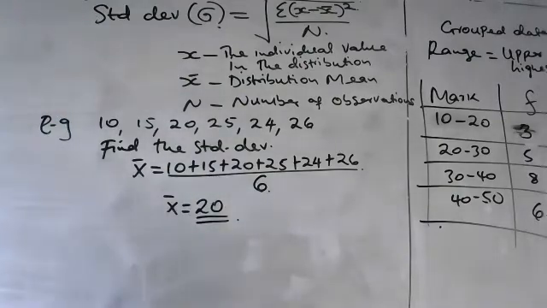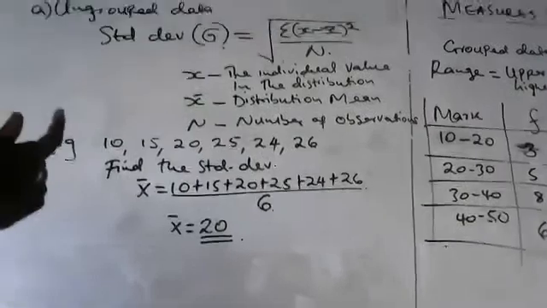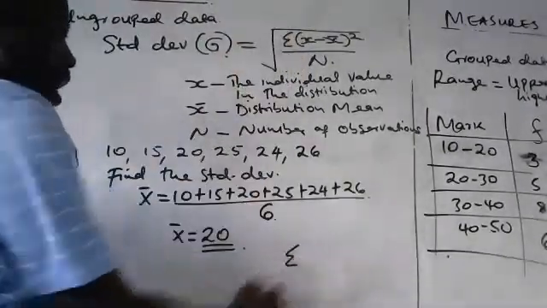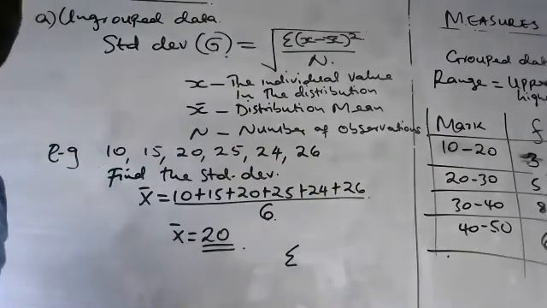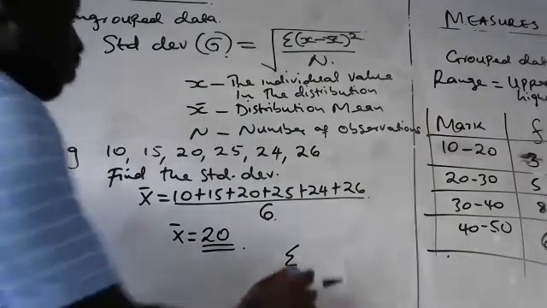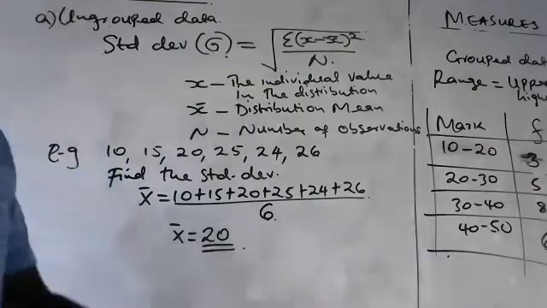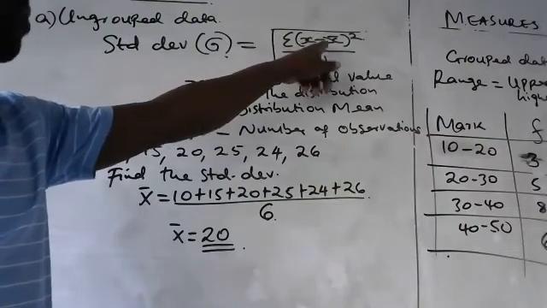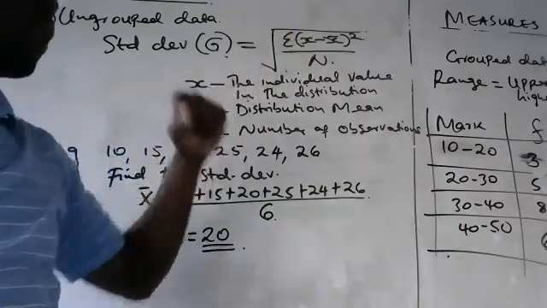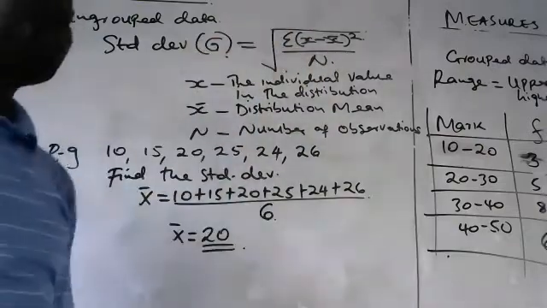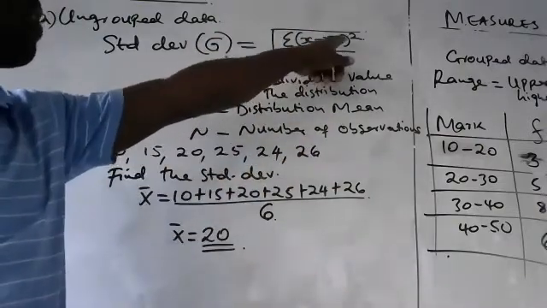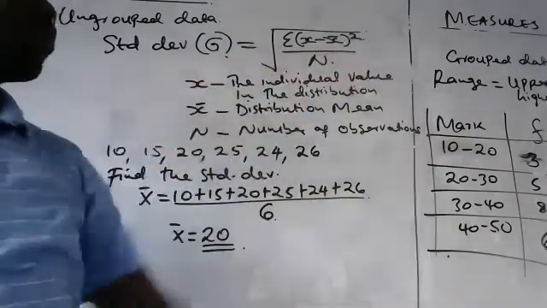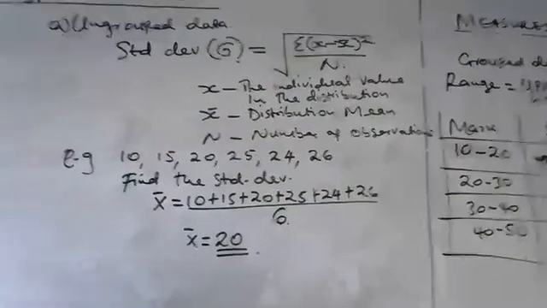Once you have your x bar, remember, anytime we have this sign, that simply means summation. So in our formula here, we need to have the x minus x bar, and then we add them, or we sum them. But first of all, we have to square them first, and then we shall add the values that have been squared.